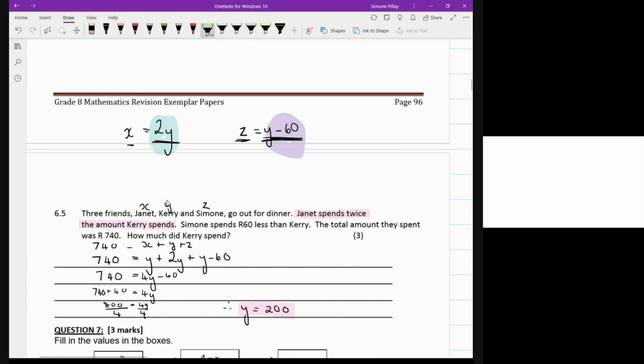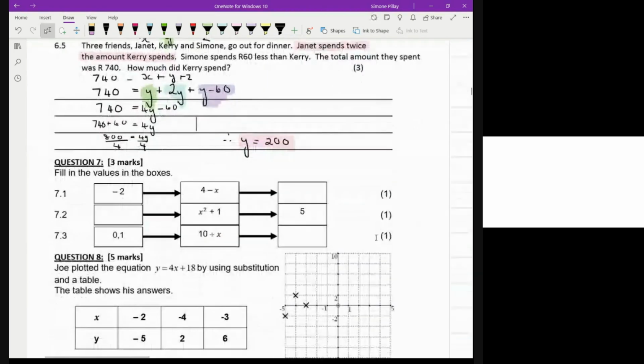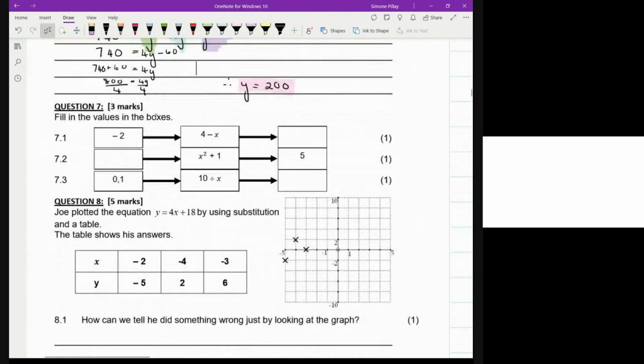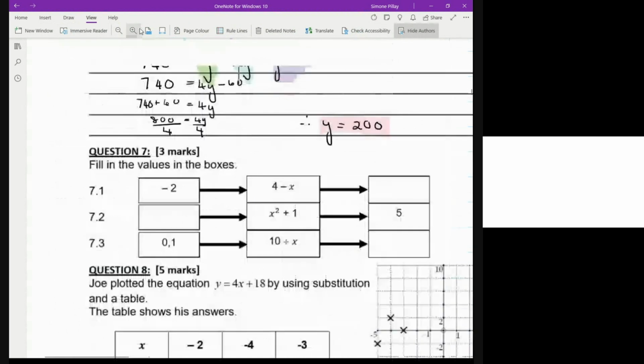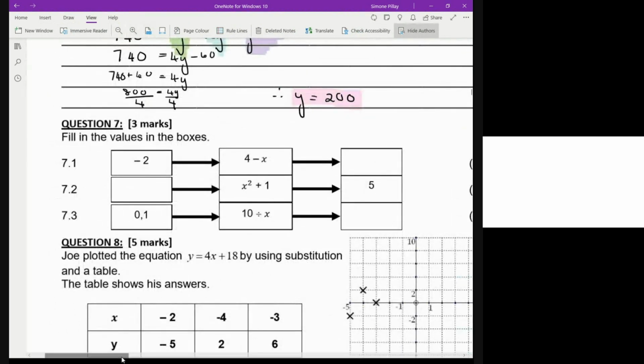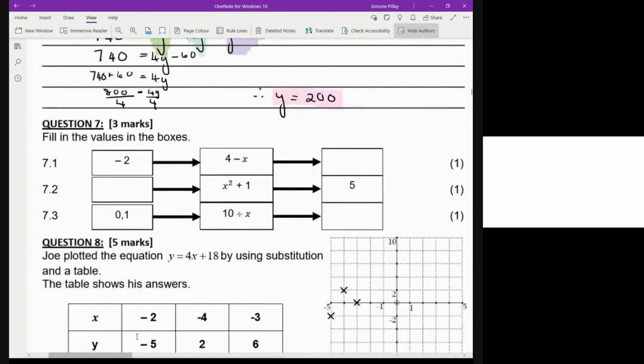Let me go. I said x was 2y plus y, which was just y over here, plus z, which was y minus 60. So it was really just some good old substitution, and then we were able to solve that one. So let us look at question 7, and I'm gonna zoom in some more. Let's look at question 7.